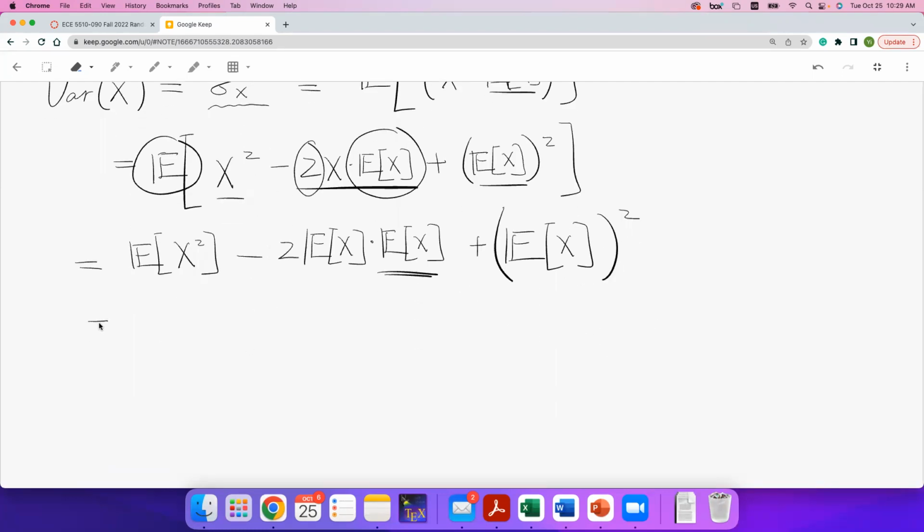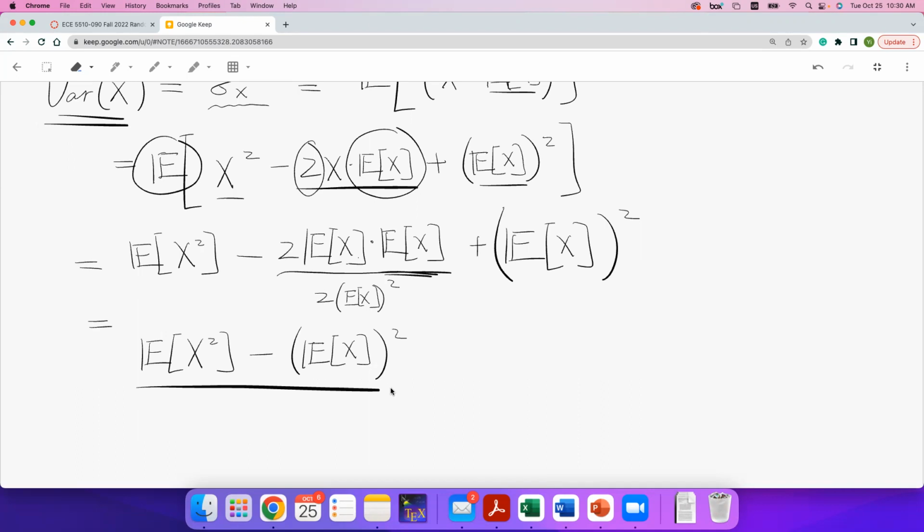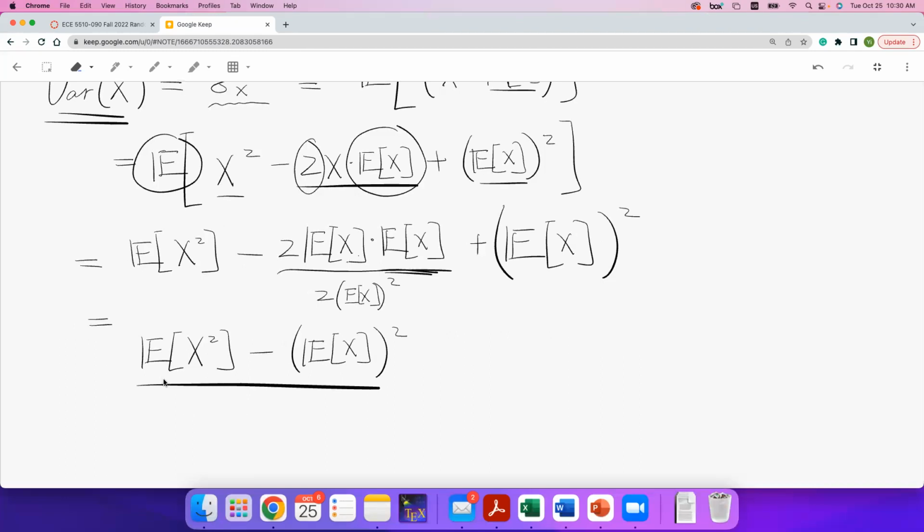So in the end, these two give 2 E[x] to the power of 2. So this term can be canceled with this term. So we have E[x squared] minus E[x] squared. So the variance of a random variable can be calculated as follows: it's the expectation of the random variable x to the power of 2 minus the mean to the power of 2. This is the very fundamental equation for the variance that relates the variance to the expectation.